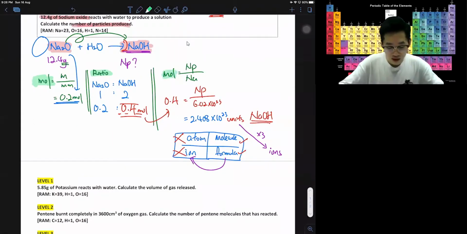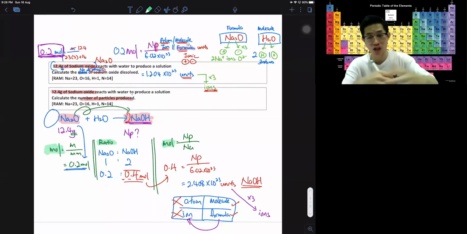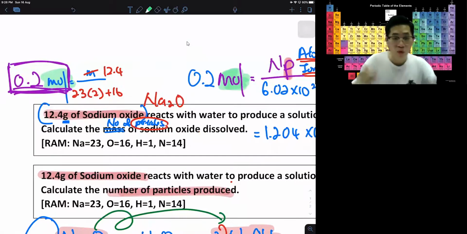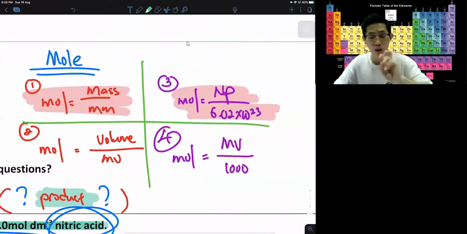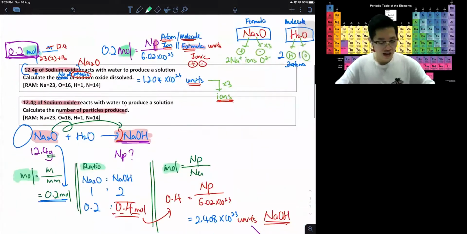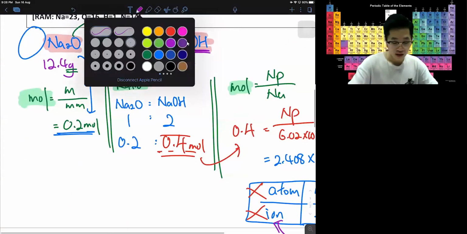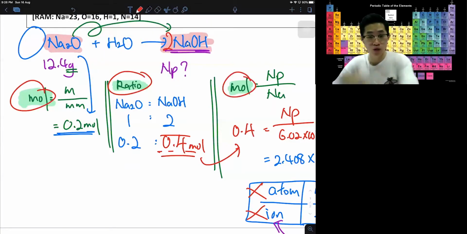Now let me summarize what I have just said about solving a normal question and a stoichiometric calculation. In the normal question, what I did was just mole. Where do I get my formula? From the top here. Just pick 2 formulas and straight away calculate. But if it is a ratio question, it has one more step. Mole, ratio, mole.